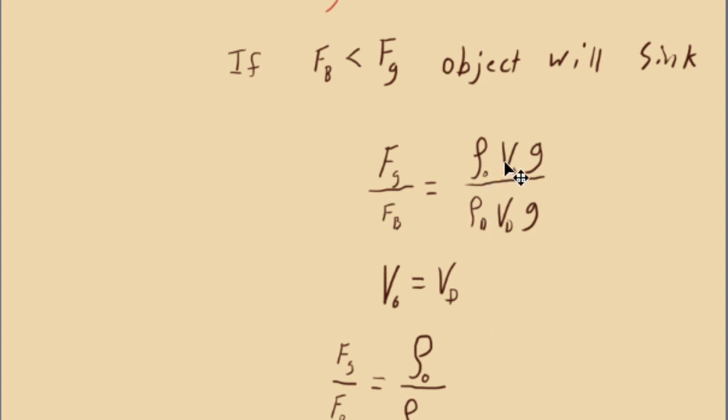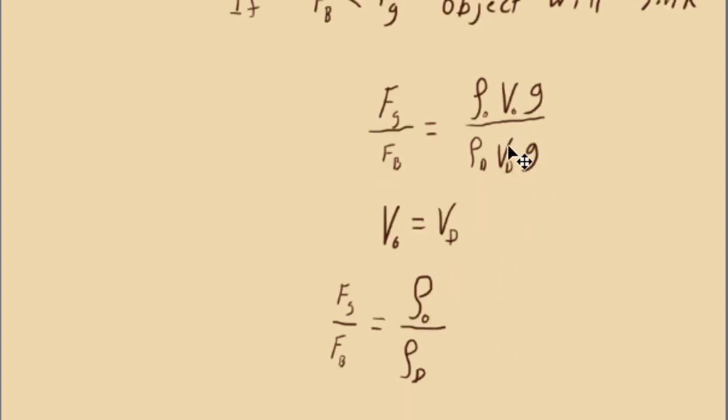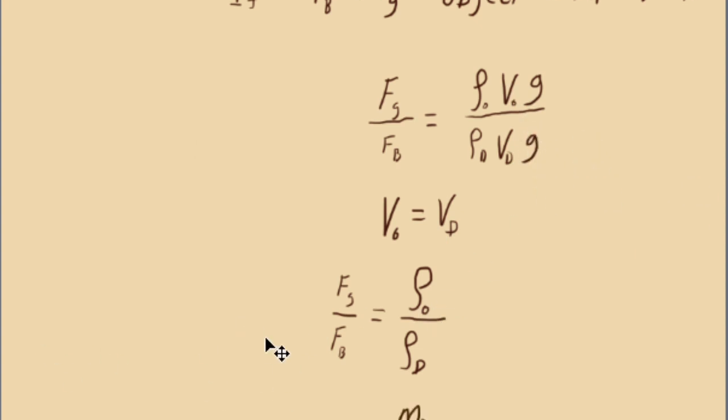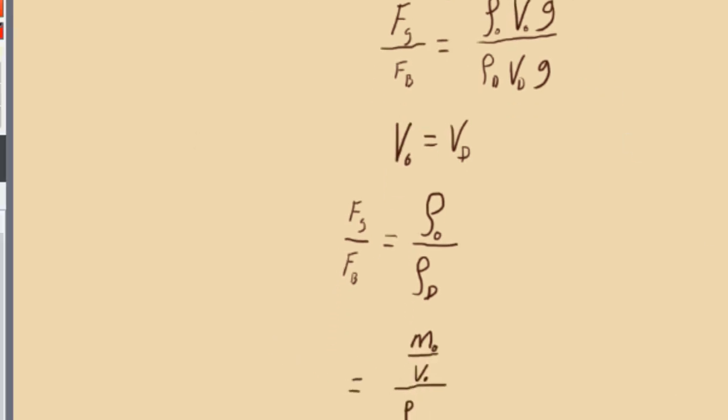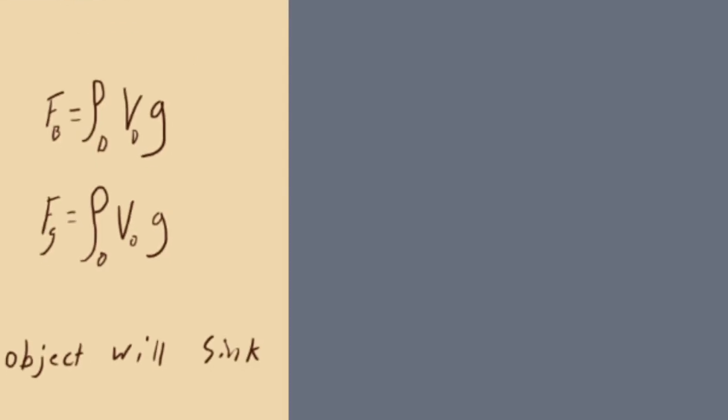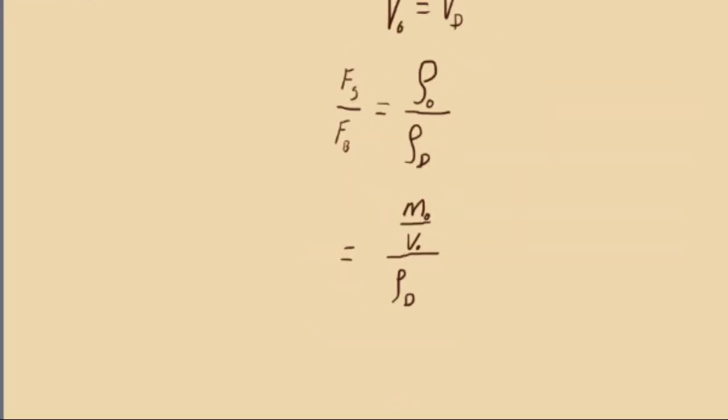So we can simplify this, canceling our volume since they're equal to each other, and gravity can cancel because we have it in the numerator and denominator. What we end up with is the mass of the object divided by the volume of the object, which is just the density of the object, divided by the density of the displaced fluid. In this case, it's water.